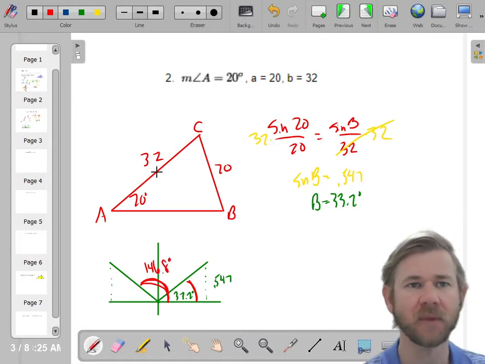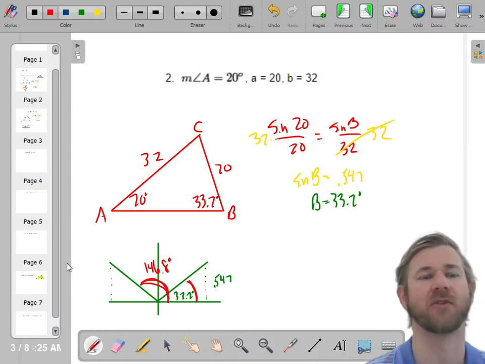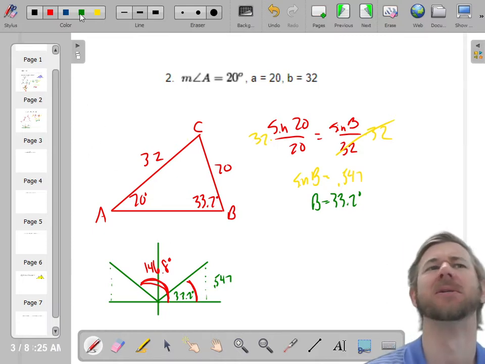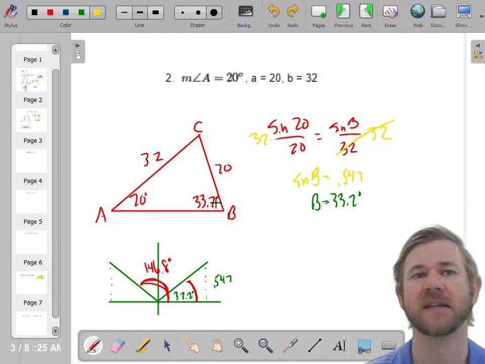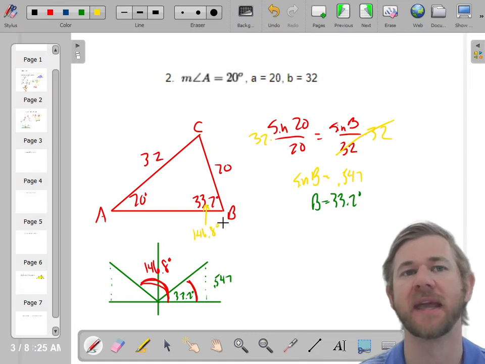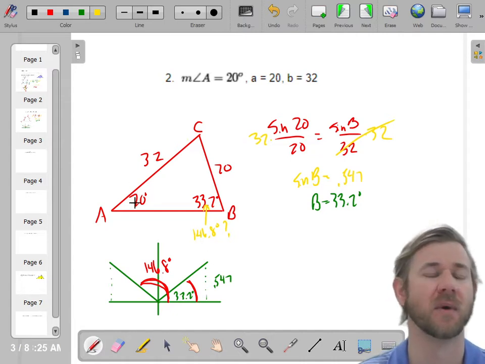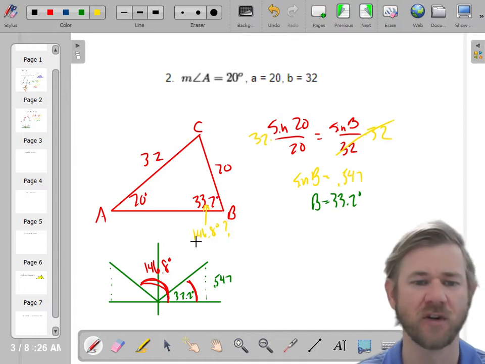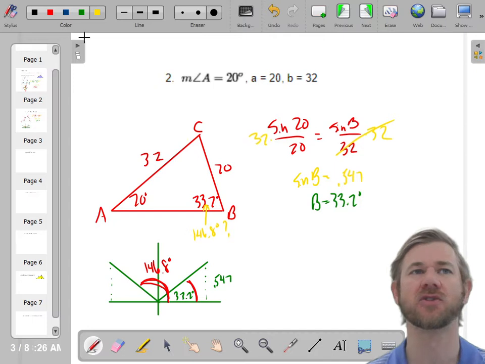So if angle B is 33.2, this would be what the triangle looks like, and that's great. Is it possible that this is actually the angle? So instead of being 33, is it possible that I could draw that as being 146.8? Because that'd be an obtuse triangle. And you're just like, well, this is 146, and there's 20 degrees here. That'd be 166, which means there'd actually be room for another angle. So this actually is possible to draw.